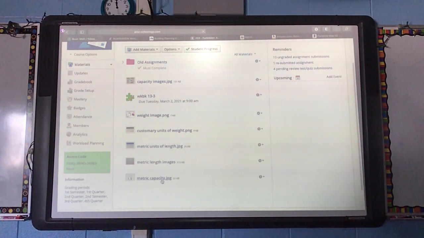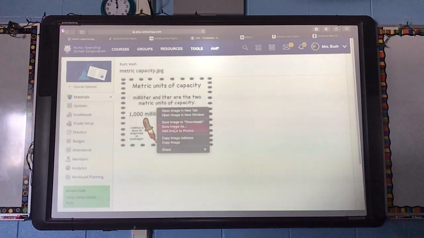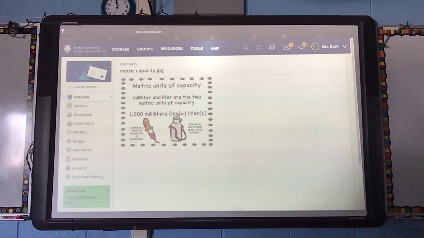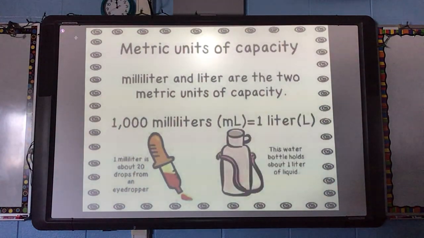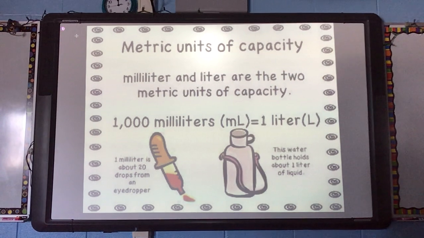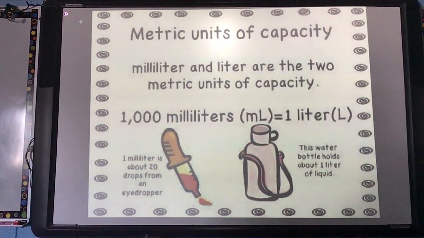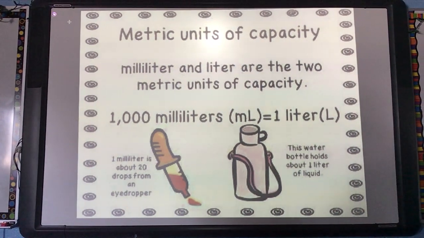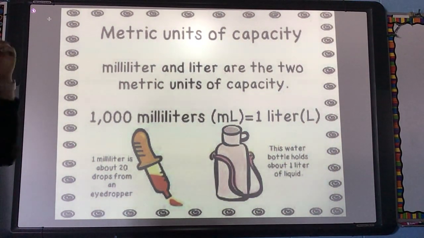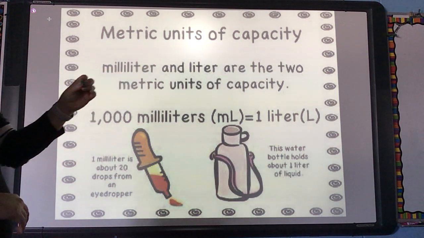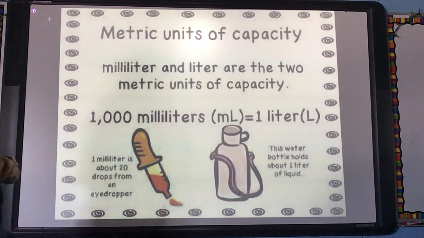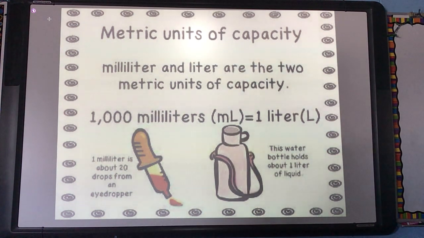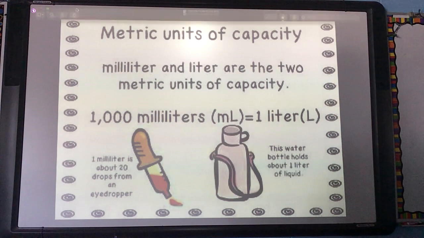All right, so if you look at Schoology, this picture right here is the one I want you to save to your iPad. And we have milliliters and liters on this one. So has anybody ever used an eyedropper? Maybe not for eyes, but even for ears too. If you have an earache sometimes. That little dropper that they have, 20 drops would be about the size of a milliliter. Okay? The size of a water bottle would be about 1 liter. Okay? And that is an about, not an exact.